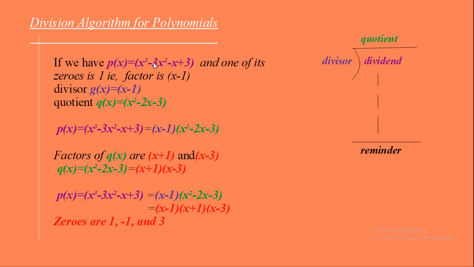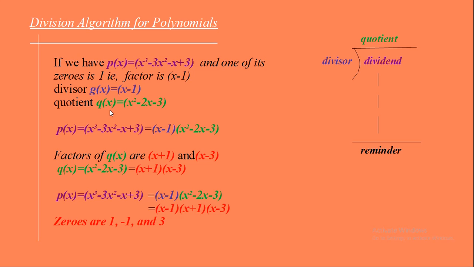For that we are going to divide this p of x by its factor x minus 1. We can take this x minus 1 as another polynomial. This is a polynomial with degree 1, isn't it? So this is a linear polynomial and we can take it as g of x. Now this p of x is divided by this g of x. This g of x is the divisor here, and we will get a quotient, x square minus 2x minus 3, and we can represent it as q of x.